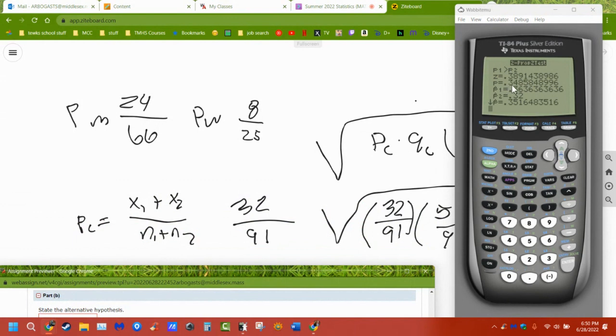So I have my Z score, I have my p-value, and then I have the probability of the first one, the probability of the second one, and the combined probability here. Notice there's a whole bunch of p's in this, so you just need to make sure you keep them straight. This p hat is really the pc in this case, the combined proportion, and then they give you the information that you put in.